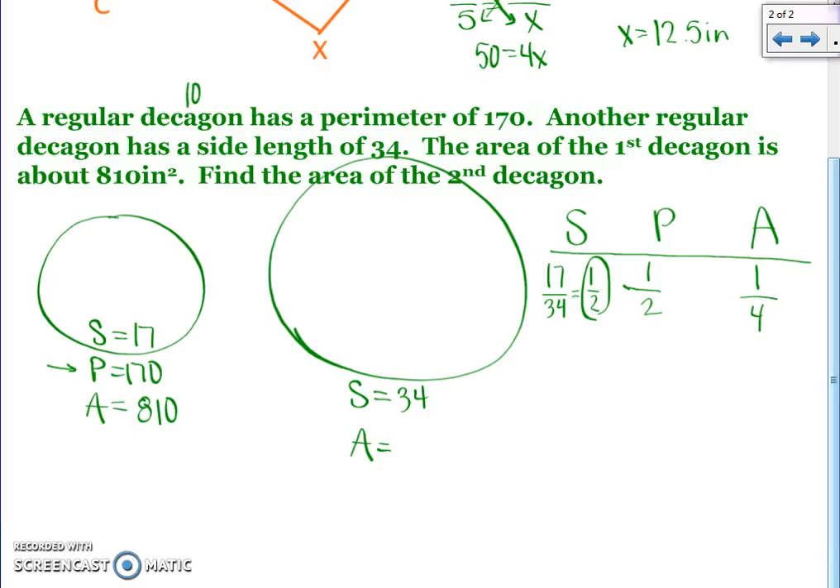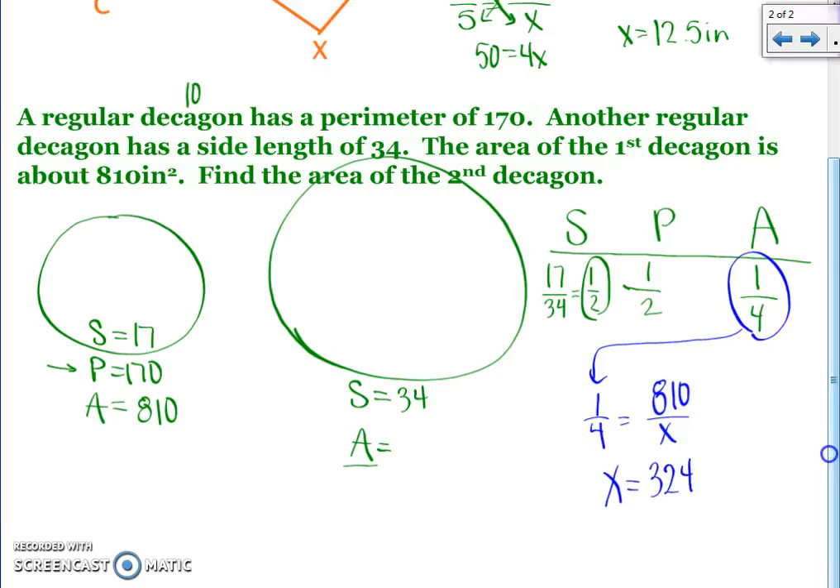Now we're looking for this missing area right here. So we're going to start with that area ratio. 1 over 4 equals, we're going to go 810, because that's the area of the small one, and we want to know the area of the big one. Cross multiply, and we get 3,240. Questions on that? Every problem is the same. You have to start with SPA, fill in those three fractions, use the right one, cross multiply.